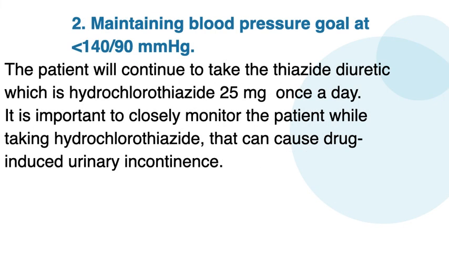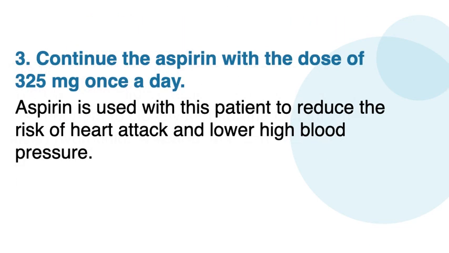The second pharmacotherapeutic plan will be maintaining blood pressure goal at 140/90. The patient will continue to take the thiazide diuretic, which is the hydrochlorothiazide 25 milligrams once a day. It is important to closely monitor the patient while taking the hydrochlorothiazide, which can cause drug-induced urinary incontinence. Our third pharmacotherapeutic plan will be to continue the aspirin with a dose of 325 milligrams once a day. Aspirin is used here to reduce the risk of heart attack and lower high blood pressure.